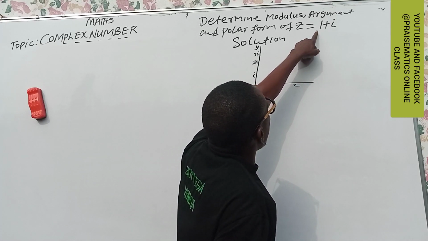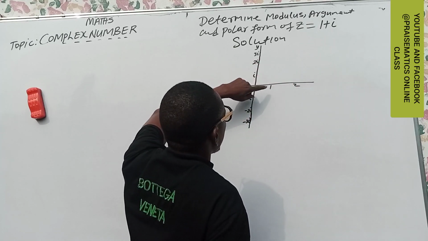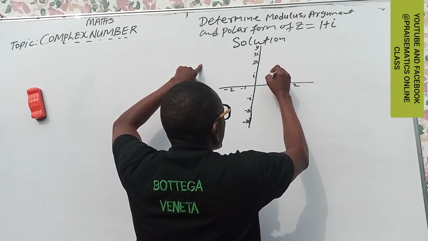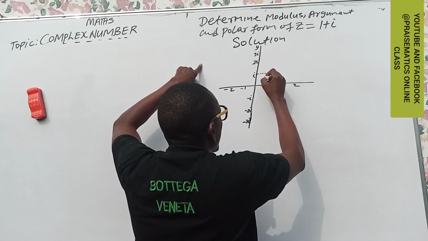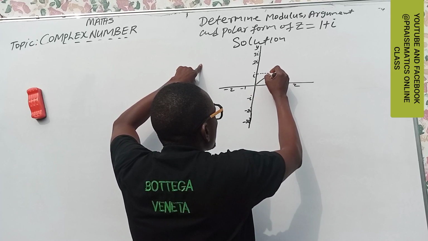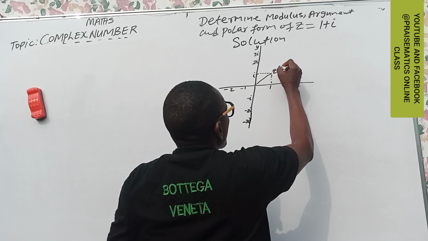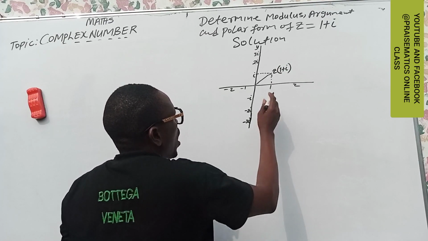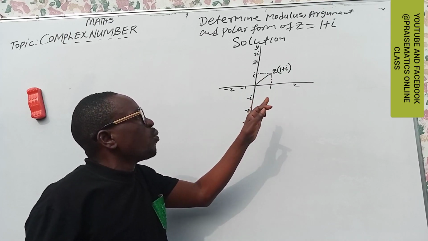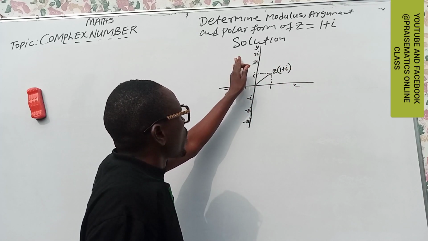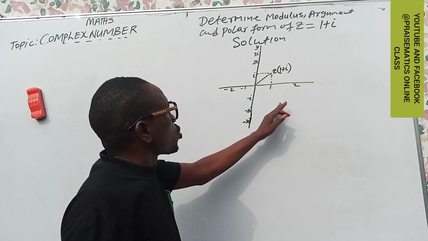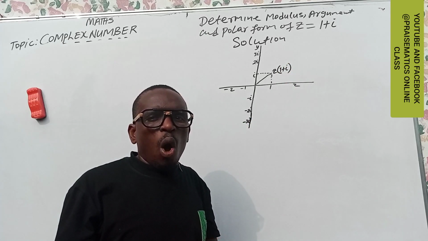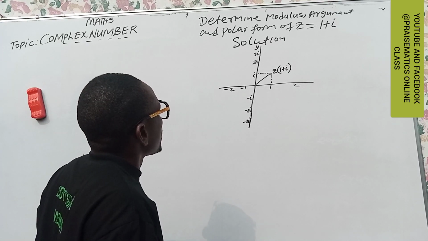Now, when x is 1, y is also 1. That means when x is 1, trace it, and you can now draw the straight line. So now z equals 1 plus i. With this plot, we can always tell whether this is in the first quadrant, second quadrant, third quadrant, or fourth quadrant. Remember that in the first quadrant, sine, cos, and theta are all positive. Okay, now let's go.